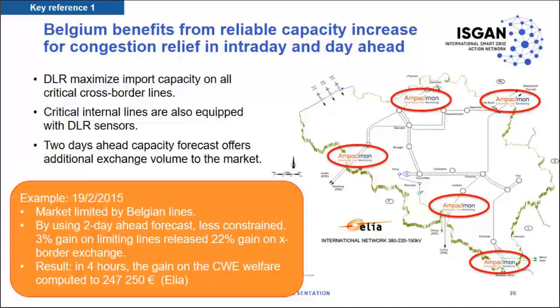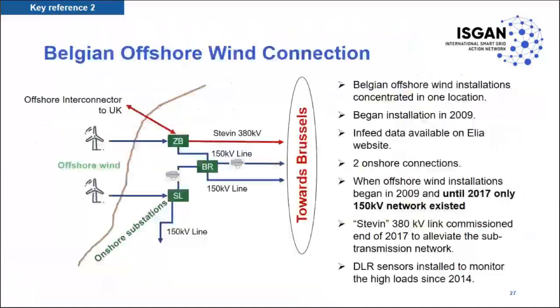This resulted in the cross-border import capacity being increased as well, so that 22% more energy could be imported during 4 hours compared to the case where the import capacity is calculated based on static ratings. This meant that Belgium was able to import cheaper energy in critical high price periods and was able to save close to 250,000 euros in supplying energy to its local citizens. So that's the first one.